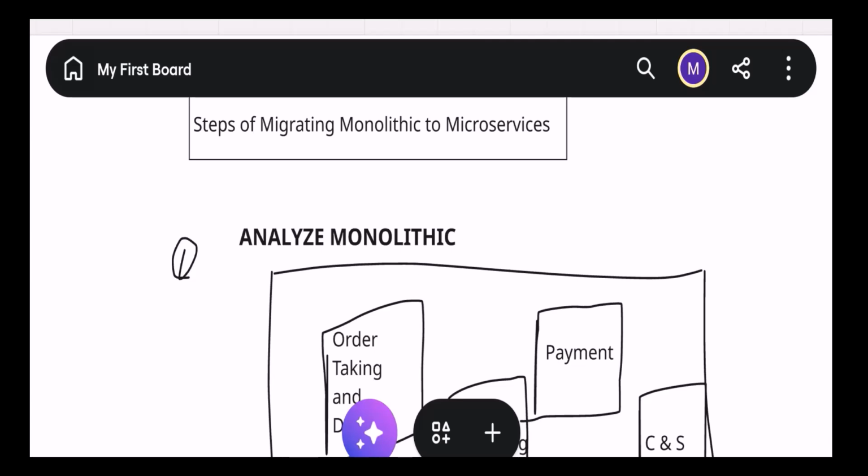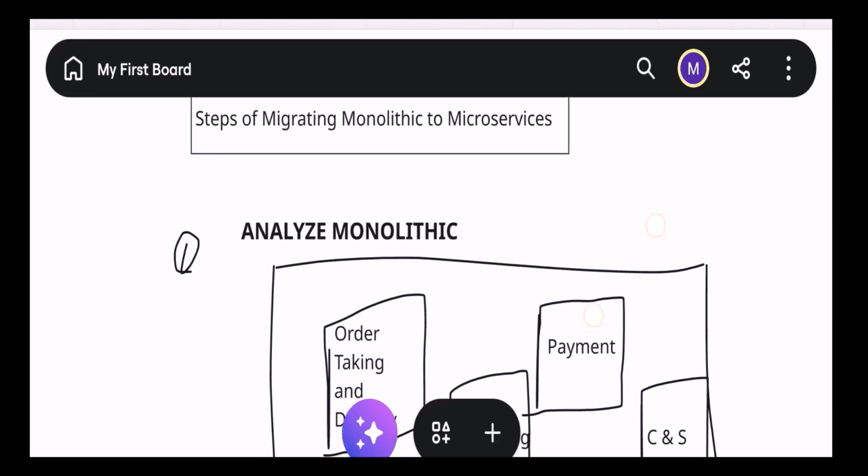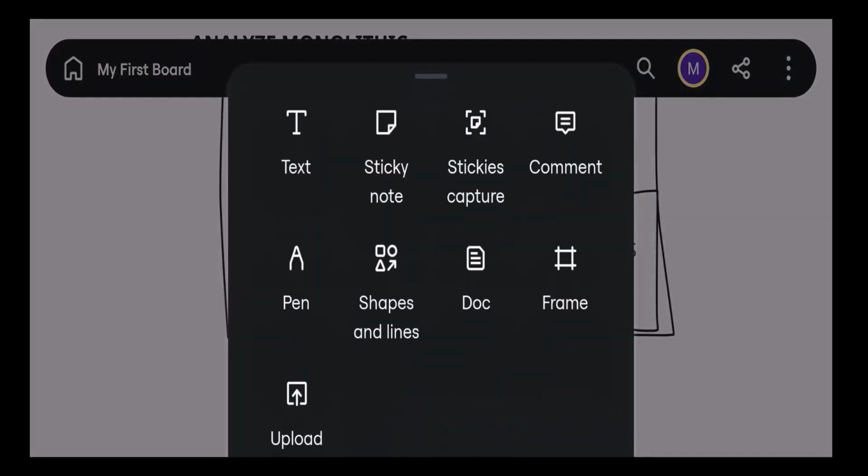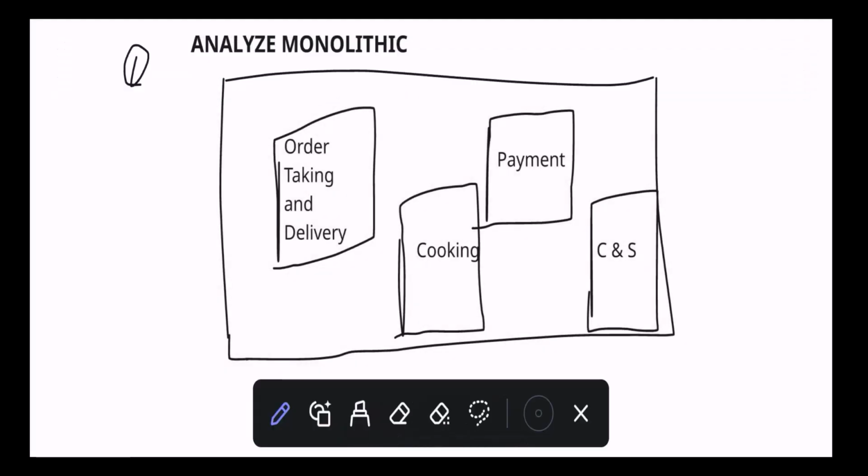So before moving to the first step, let us understand monolith architecture by considering one large restaurant where everything is occurring in the same building. For example, order taking, delivery and cooking, everything is happening within the same building. So the same building means one single unit. Remember, in monolithic architecture we have a single unit that is developed and deployed.